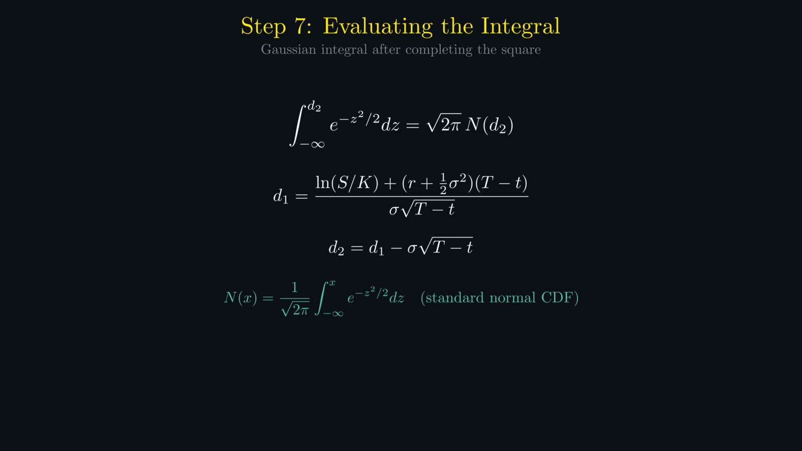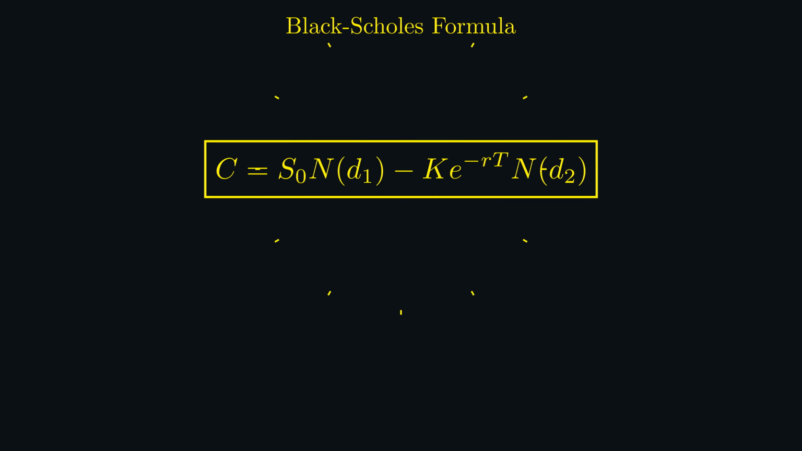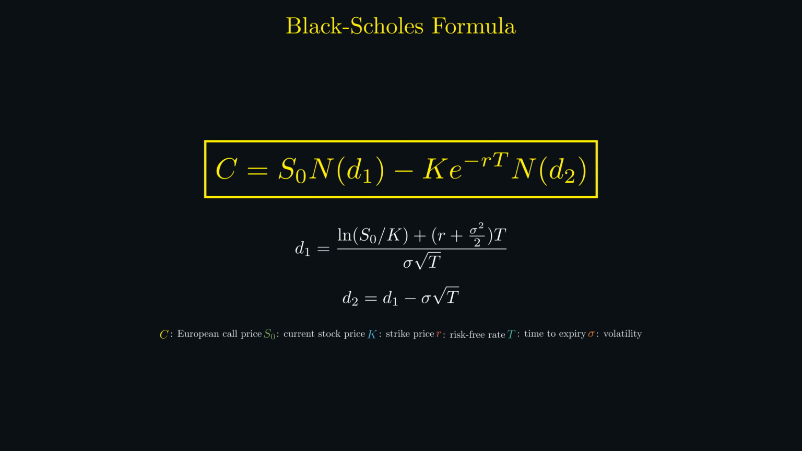And here is the cumulative distribution function of the standard normal, the area under the bell curve up to x. And here it is, the price of a European call option, with d1 and d2 encoding the moneyness, time, volatility, and the risk-free rate. Intuitively, the formula is just a present value calculation.